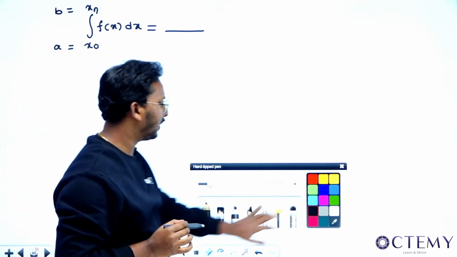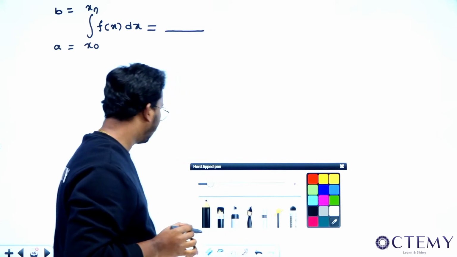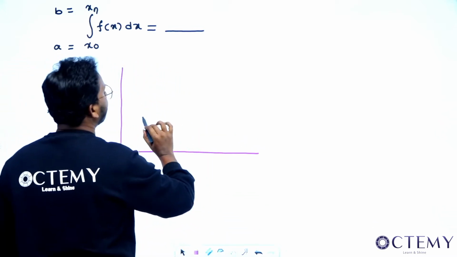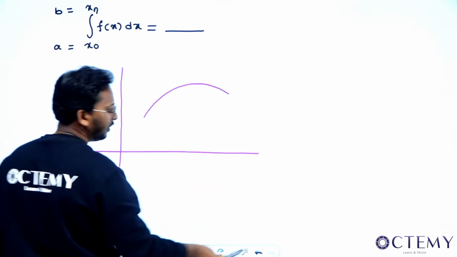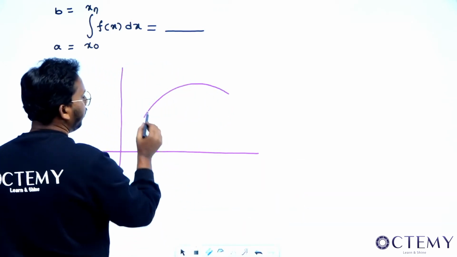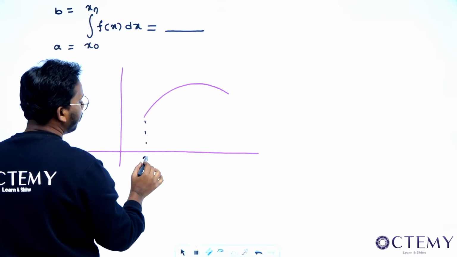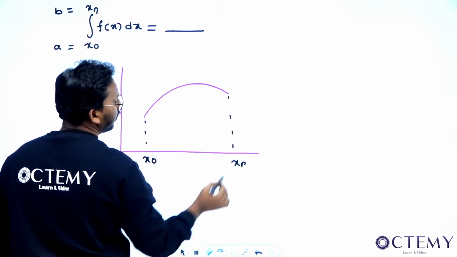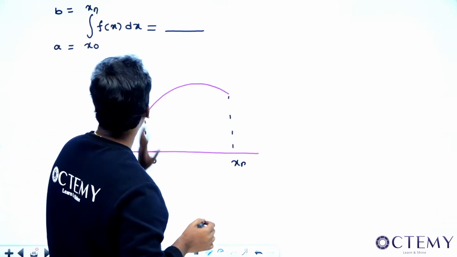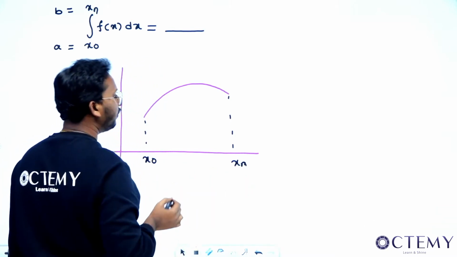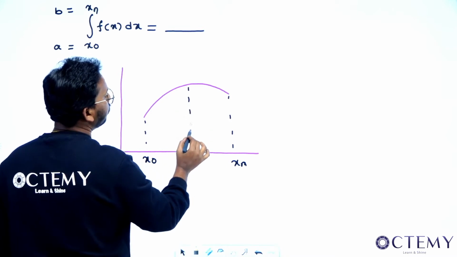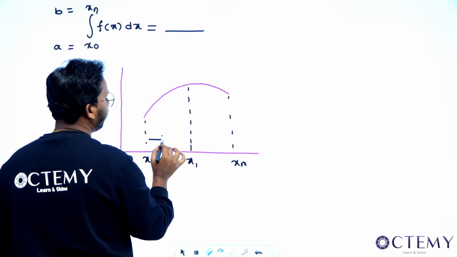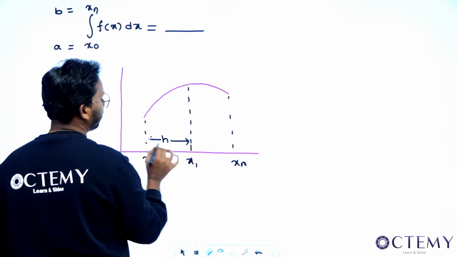So let us assume that the graph is like this. Let us take any random graph. Say the graph is like this. Between these 2 points, say this is the point x0 and say this is the point x1, or let me call it xn. I might have called it xn, right? So what we do is we will assume one more point in between, say, let me call it x1, with equal width h.